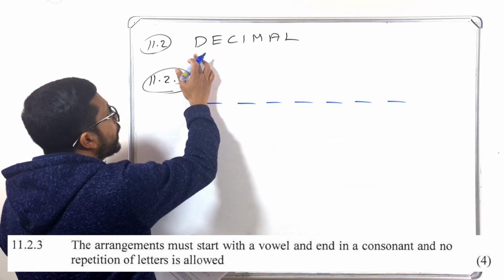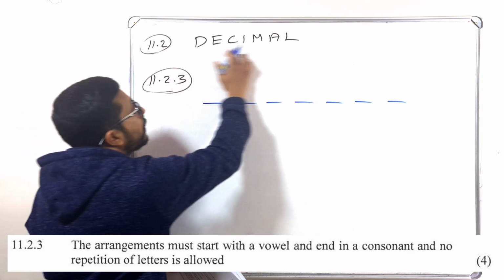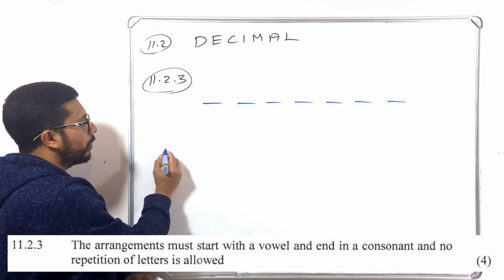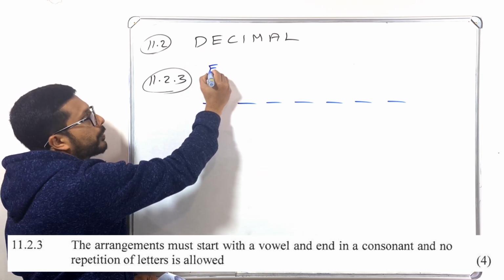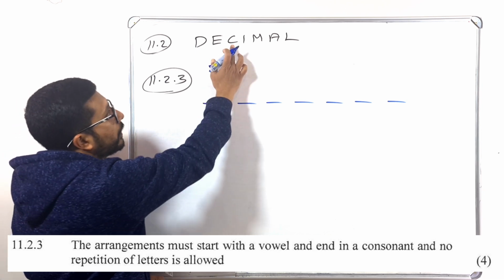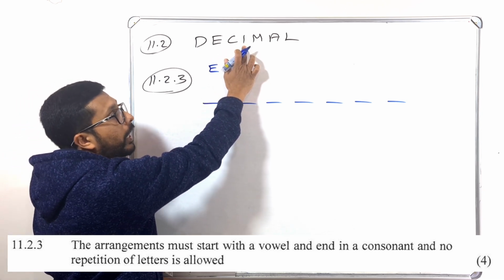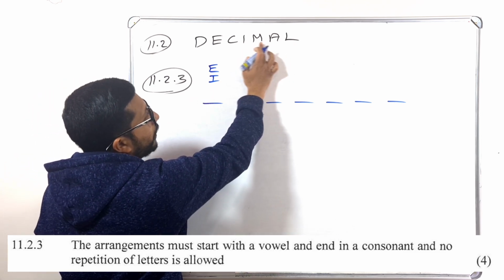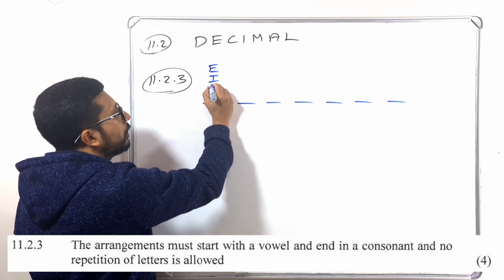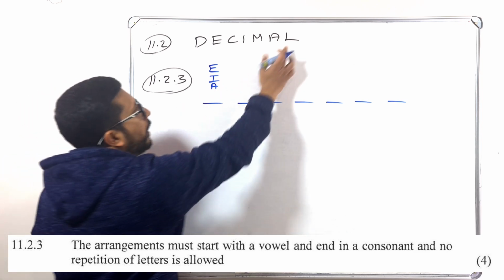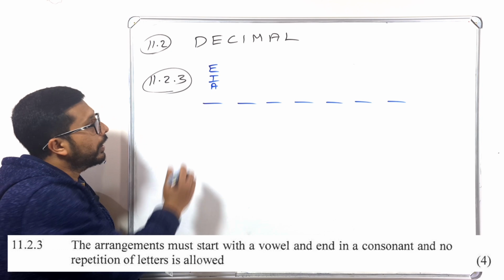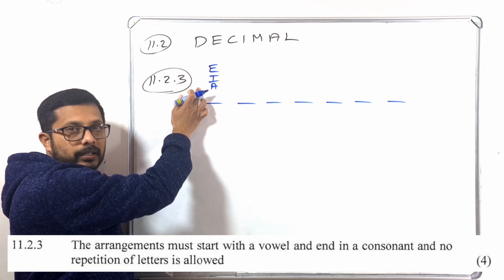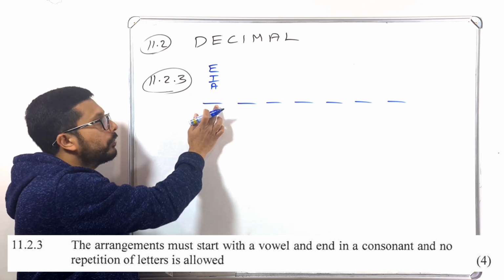So which ones are vowels in this word, DECIMAL? D is not a vowel. A, E, I, O, U. E is a vowel, so I have option E here. C is not. I is a vowel. M is not a vowel. A is a vowel. L is not a vowel. So here how many options do I have? Either E or I or A. That means 3 options I have here.